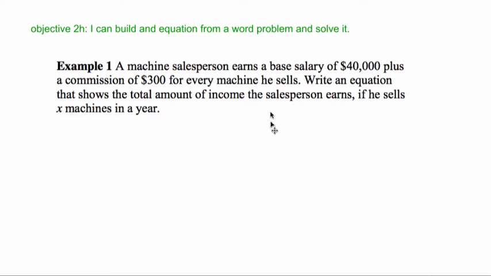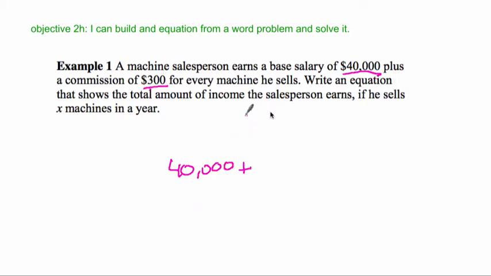Okay, so our first problem here says a machine salesperson earns a base salary of $40,000 plus a commission of $300 for every machine he sells. So we know no matter what, he's going to start off with $40,000. And then a commission, meaning he's going to get more money, so let's put in a plus. Commission of $300 for every machine he sells.